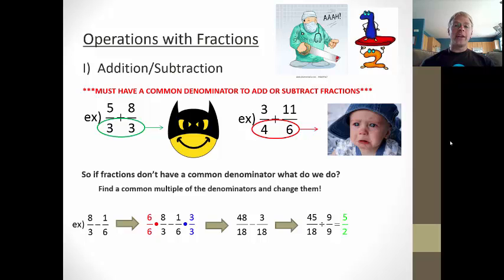So 48 minus 3 is 45 over our common denominator 18. Now that can be simplified. We can divide the top and the bottom both by 9, and that would simplify to 5/2. It is important to make sure your expressions are fully simplified after we add, subtract, multiply, or divide. So that's adding and subtracting right there.